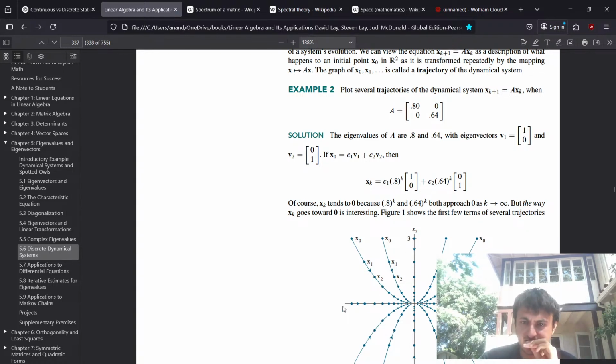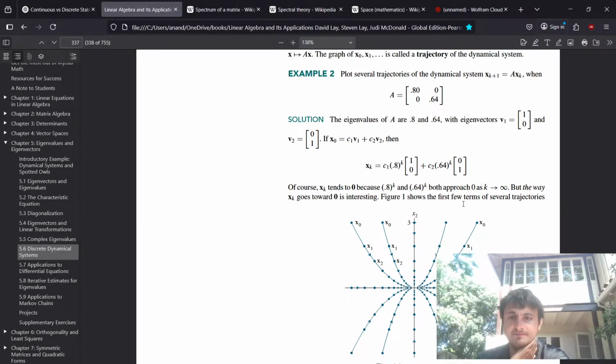Yeah, so the straight lines are going to be along the eigenvectors still. That doesn't change. That makes sense. That would be crazy if it, yeah.